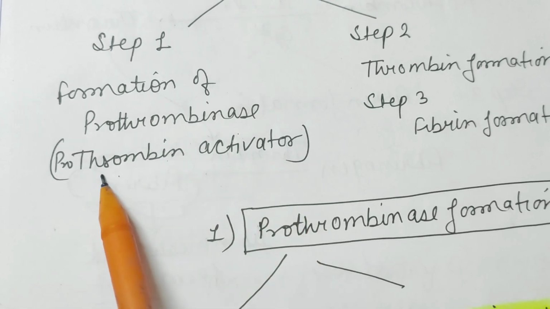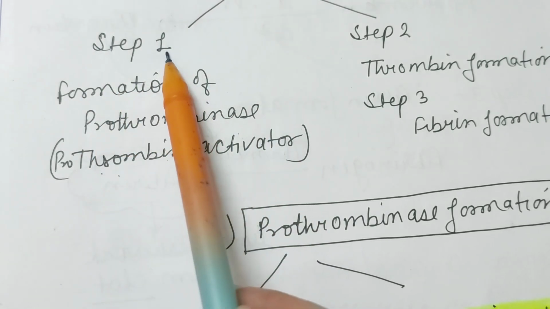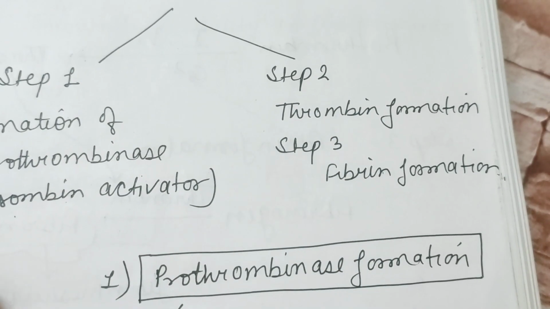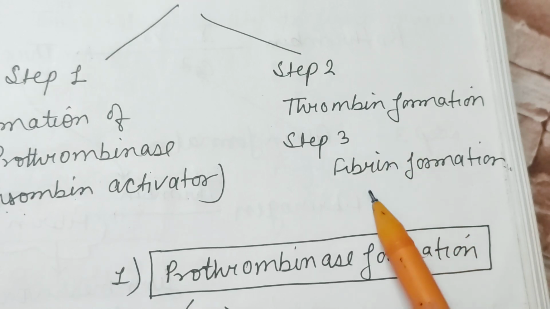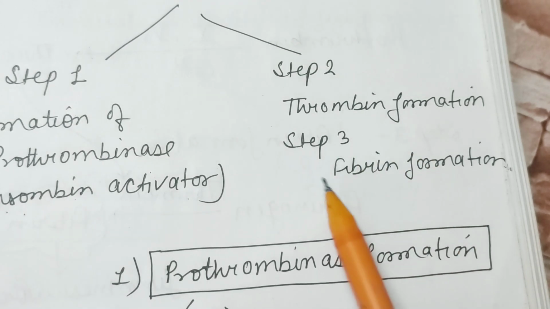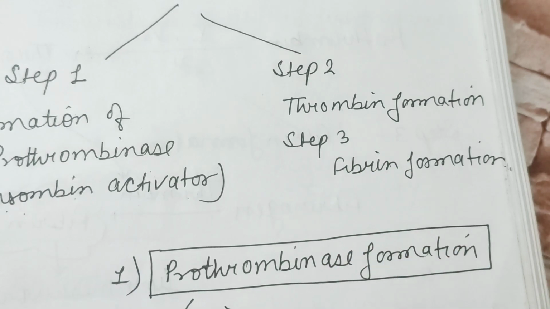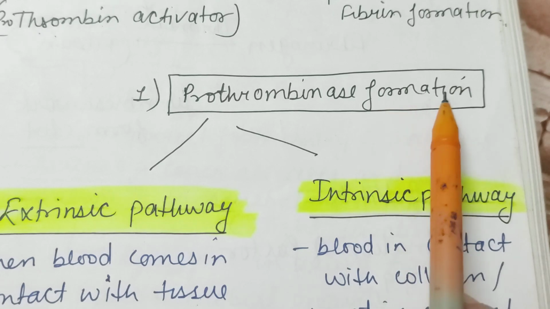This is also called factor 10. So formation of factor 10 is basically our first step, which is done by 2 pathways. Step 2 is, once the prothrombin activator is ready, it will activate thrombin, and thrombin will activate the conversion of fibrinogen to fibrin, and obviously that is needed for blood clotting. So let's see how the first step is achieved: prothrombinase formation.